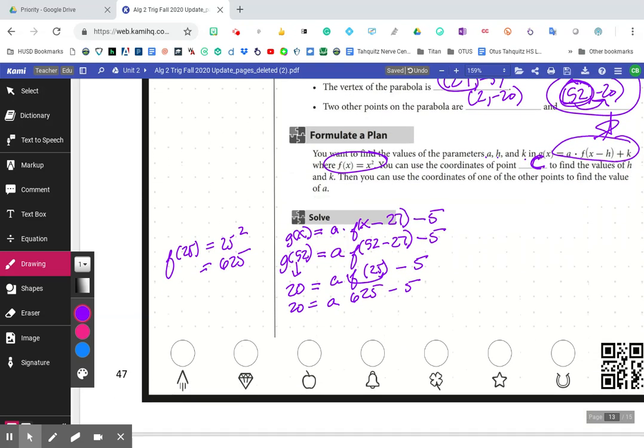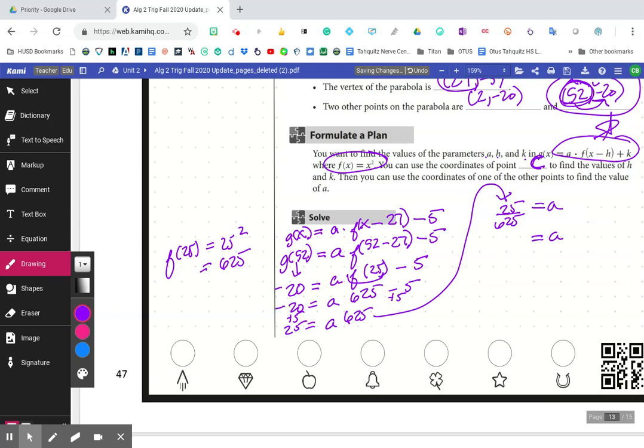So the next thing that I would probably do is I have to get a by itself. So I'm going to add the 5 to both sides. So I have 25 equals a times 625, and I'm going to divide both sides by 625. So I get 25 divided by 625 equals a. And then I know that 25 goes into both of those. I have a typo somewhere. This was a negative 20, wasn't it? So I was supposed to have negative 20, negative 20.